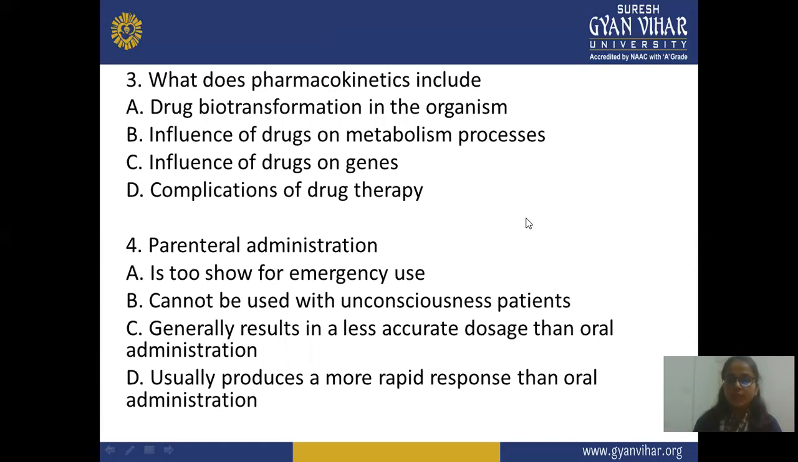Next, in the fourth question: parenteral administration is too slow for emergency use; cannot be used for unconscious patients; generally results in less accurate doses than oral administration; or usually produces a more rapid response than oral administration. So you should know what the parenteral route is and the different parenteral routes with examples. According to the parenteral route, you can select any one correct option out of ABCD which is appropriate.